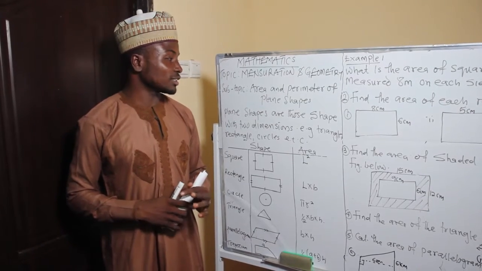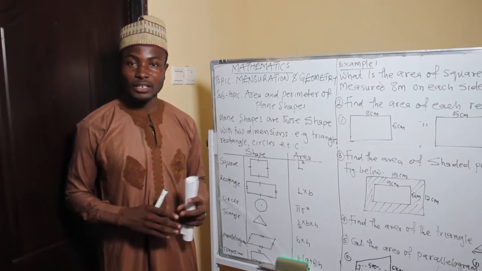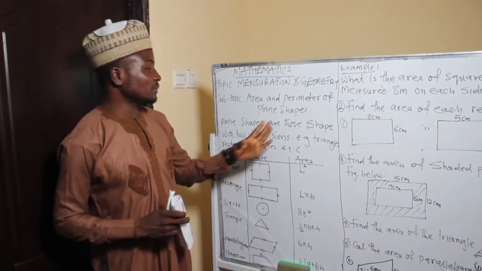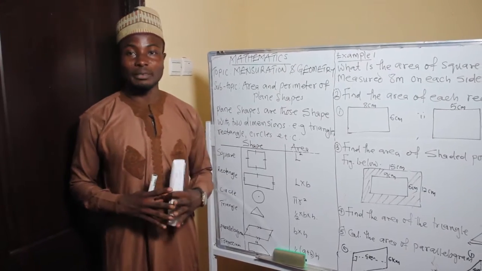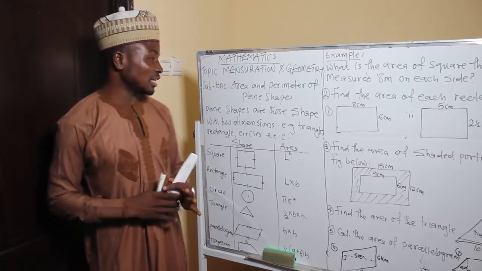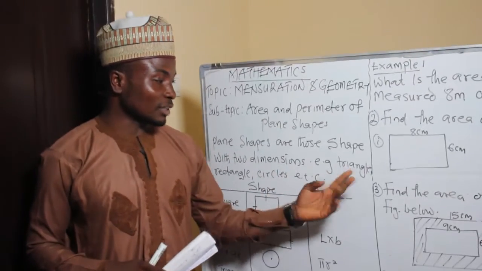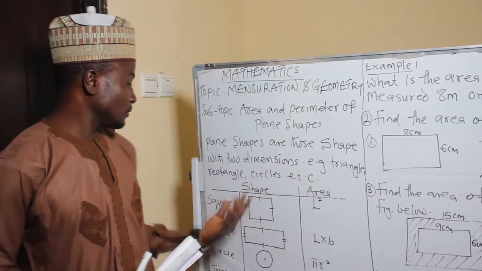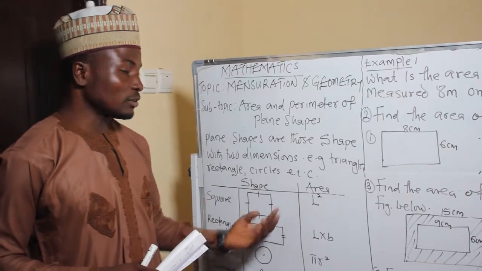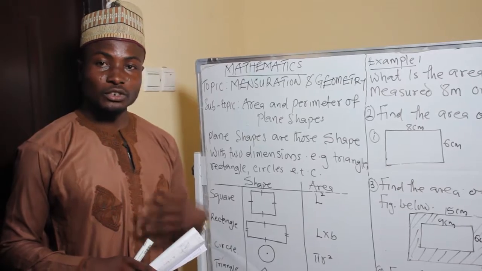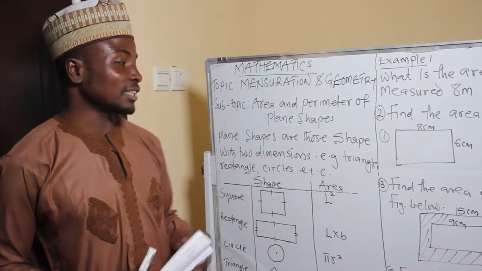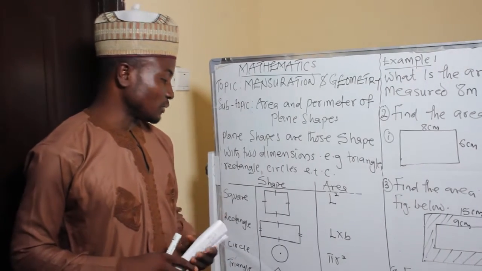First of all, you need to understand what are plane shapes. What are plane shapes? The plane shapes are the shapes that have only 2 dimensions. What are the examples? The examples of plane shapes are triangles, rectangles, circles, parallelograms, trapeziums, and so on. These are the examples of plane shapes.